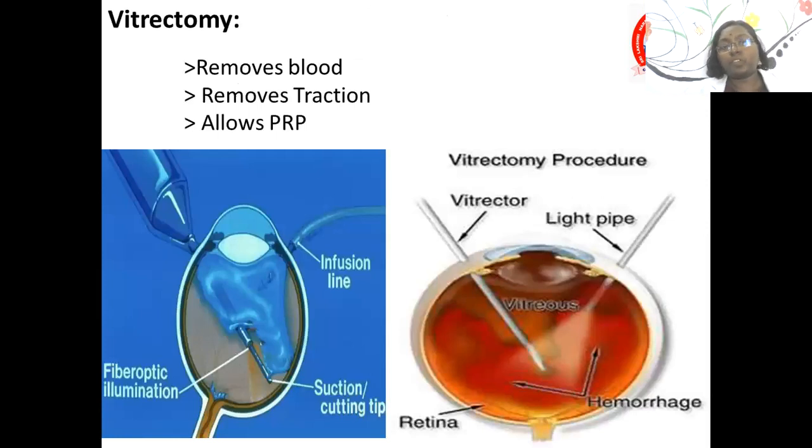In vitrectomy, there are three ports. One port is for light, and the other ports for infusion and the cutter. The vitrectomy cutter removes the hemorrhages and the vitreous, thereby allowing PRP.